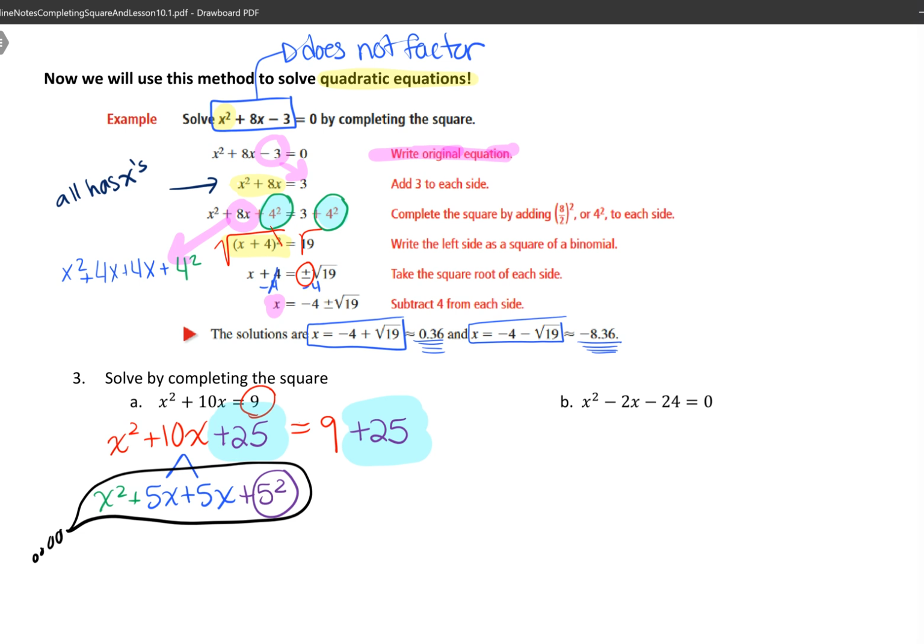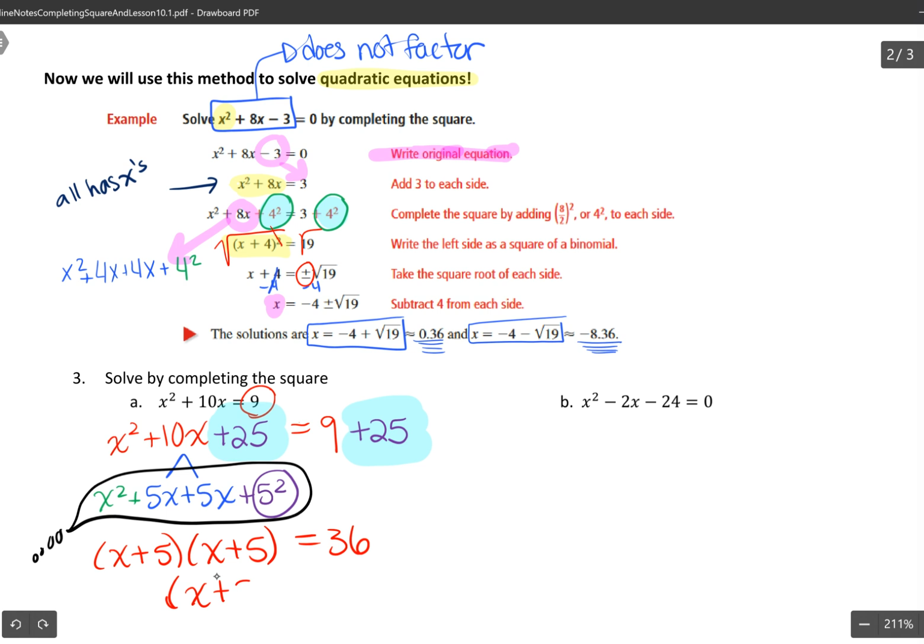So now I want to factor this. So I know that this will factor into an x plus 5 times an x plus 5, and that equals 36. And x plus 5 times x plus 5, since it's the same, I write it as x plus 5 quantity squared equals 36.